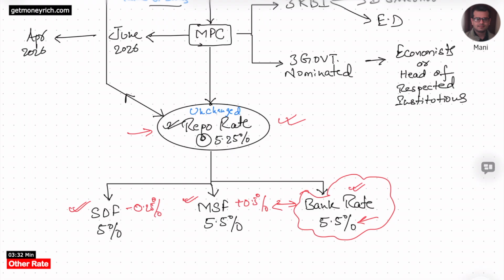So what is SDF? SDF's utility is also very simple. Suppose there is a bank which has a lot of cash and the bank wants to earn some interest on that excess cash. So what they will do, they will transfer this cash to RBI under the SDF and they will say, hello RBI, I have so much excess cash. Can you keep my money with you and give me some interest? So RBI will accept that excess cash and they will offer an interest rate of 5% to that bank.